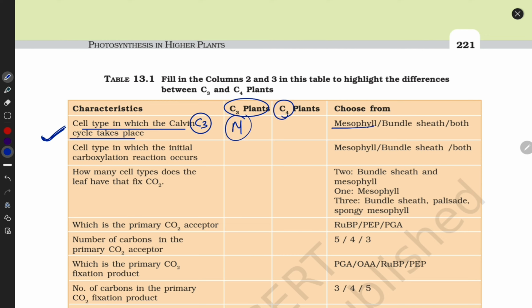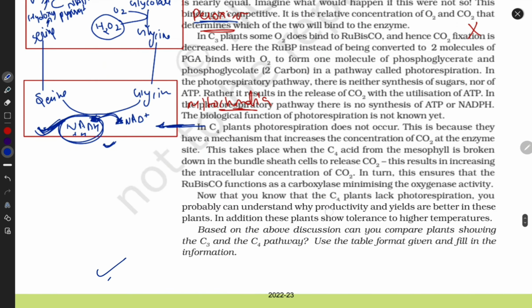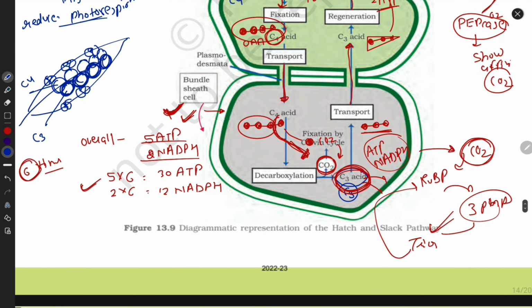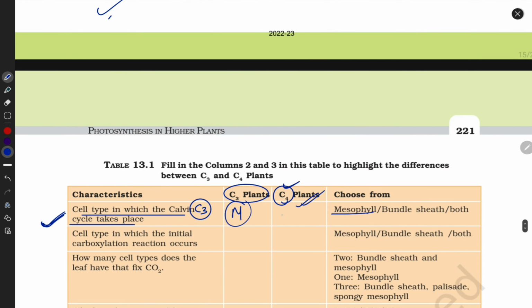And here C4. Where is the C4 cycle performed? Look at here. In C4 plants, where does the C3 cycle occur? Come with me. Where is the C3 cycle regulated? In the bundle sheath. So that's your homework, guys, not mine.